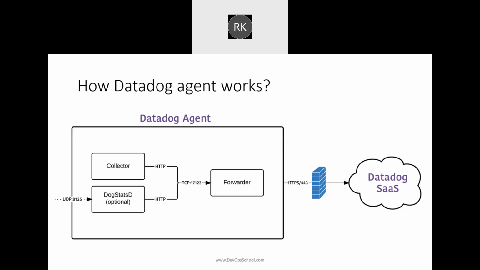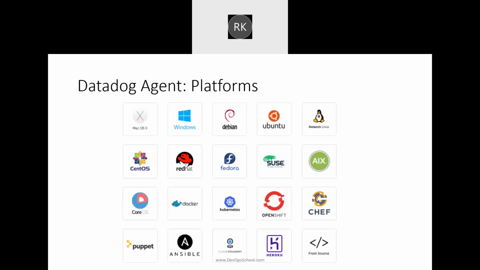So for that, you need to have dogstatsd. Dogstatsd collects the data at UDP port 8125, which you can see in the image. It sends that through HTTP to the forwarder, and the forwarder sends it to the backend, which is Datadog. So here dogstatsd is used for sending custom data from your code to Datadog. That is something you have to understand.